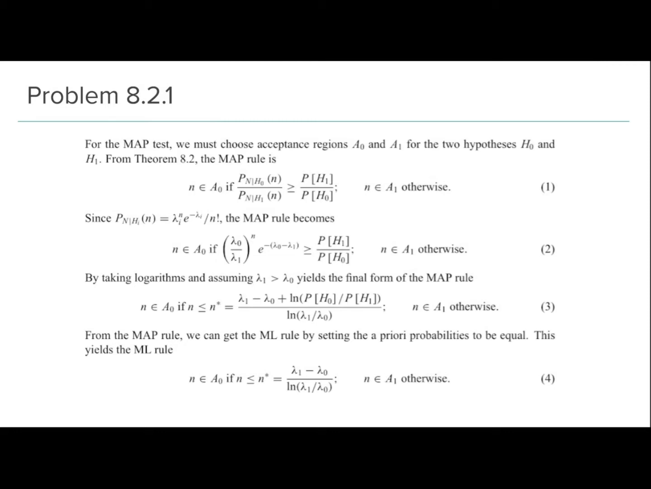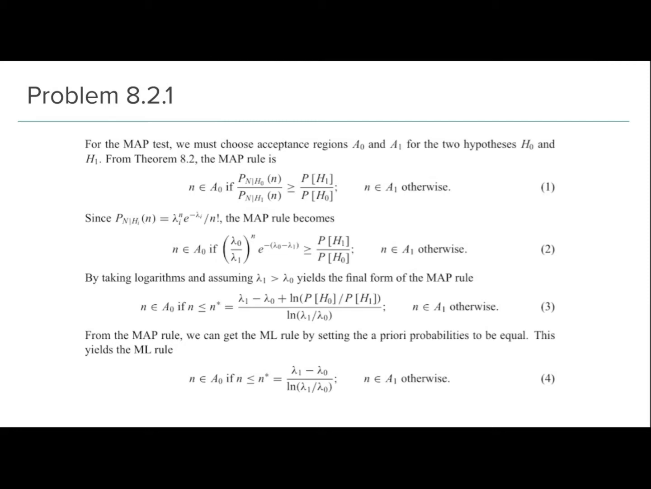Now we need to find the condition for the maximum likelihood rule. We know that maximum likelihood is similar to the maximum a posteriori rule, except that it doesn't assume anything about the a priori probabilities P of H naught and P of H1, but instead takes them to be equal.